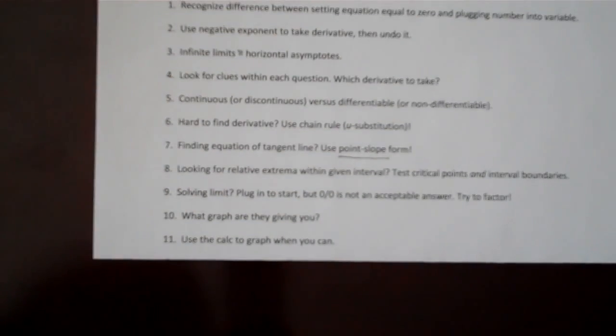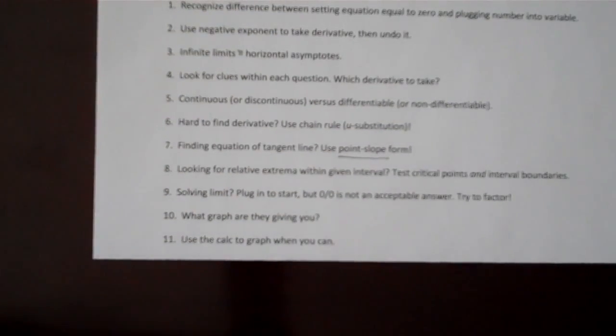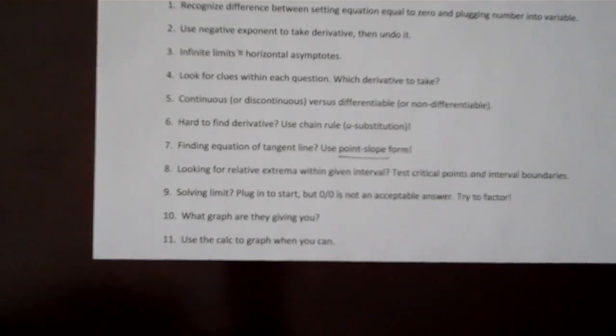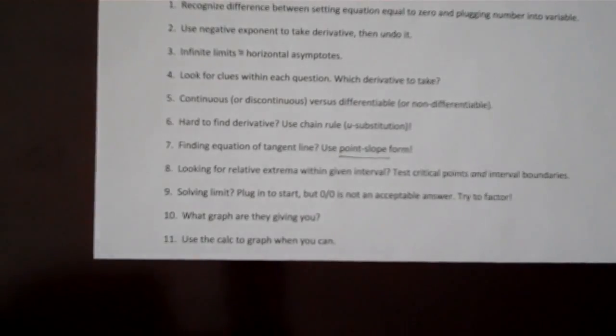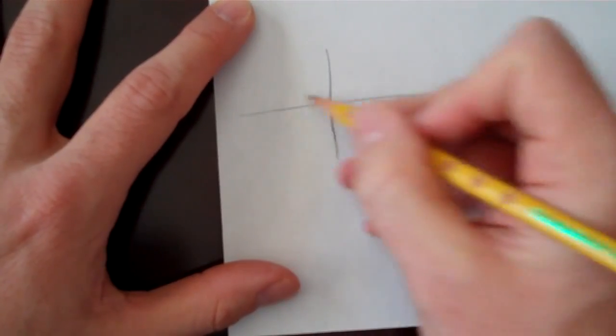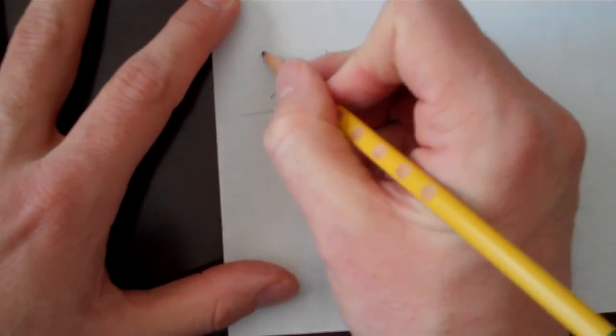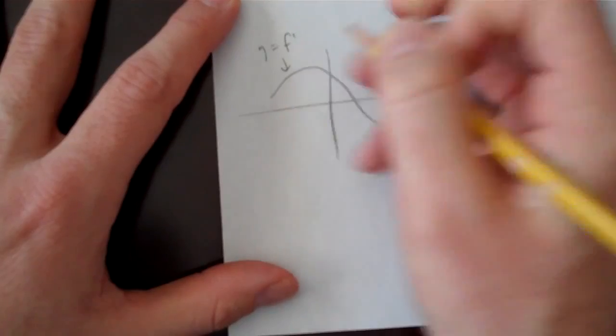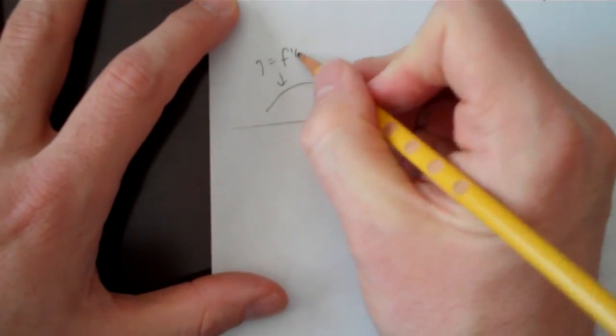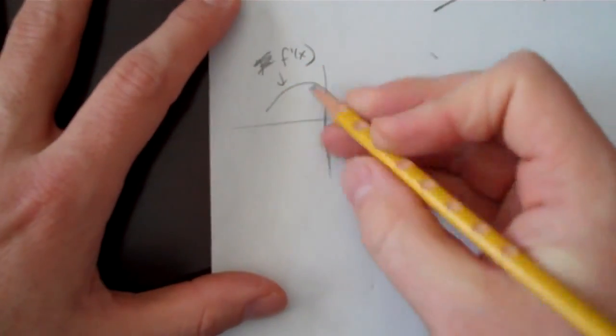A couple more. Number 10. What graph are they giving you? I've seen a couple of problems where they will ask you questions about f of x, and they will give you an f prime of x graph. Be careful. It's really easy to miss. You might see the graph, you might see a word like increasing, and you might think, oh, okay, I know what's going on. But if they're giving you f prime of x, and they're asking you questions about f of x, it's a different story. They might give you something that looks like this, and then they might have labeled here, by the way, this value is f prime of x. This is f prime of x here.